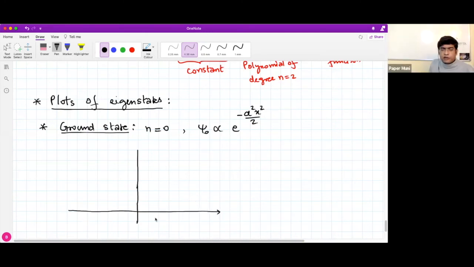I'm very good at drawing the vertical line, but not the horizontal line with this pen tablet. So this is psi naught. And if we plot this, it looks like this. This is the plot for psi naught. Now, if I draw the mod square of this one, how will it look like? If I draw the mod square of this graph, how will the graph change?